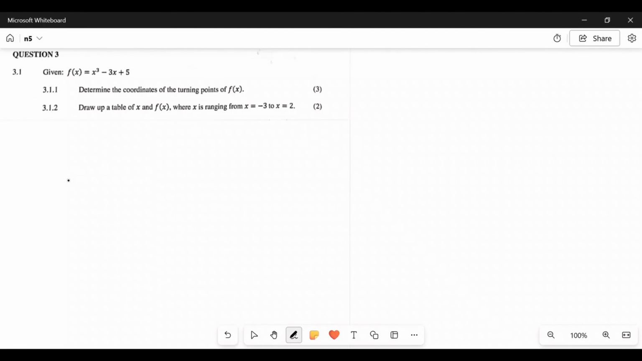All right, here is our question, 3.1.2. Now, let's see, what is it that they want from this question? They want us to draw up a table of x and f(x), where x is ranging from x equals -3 to x equals 2. So basically here, they want us to draw a table from -3 to +2 on the x-axis. So let me just draw the table and then let's insert the values there.